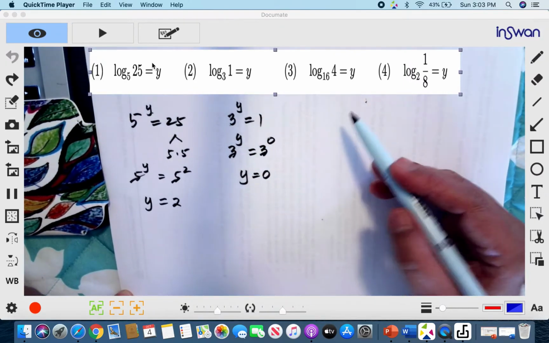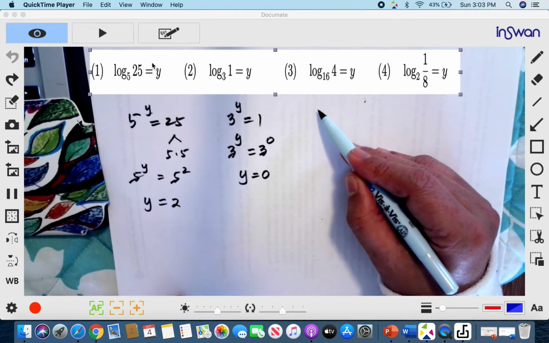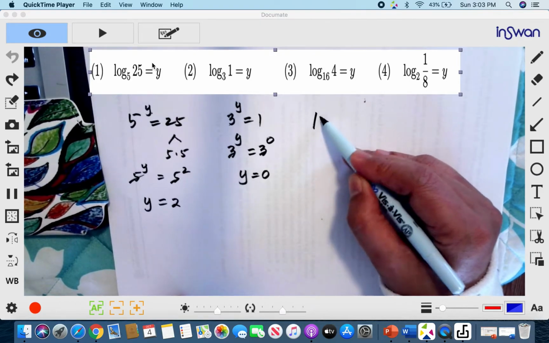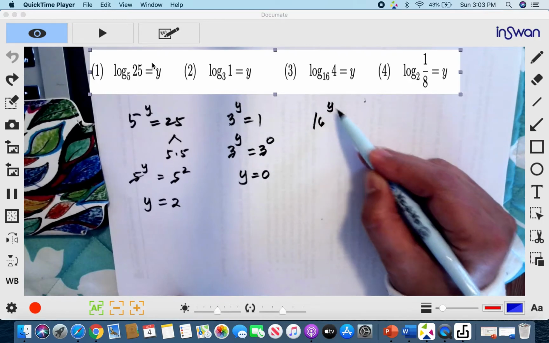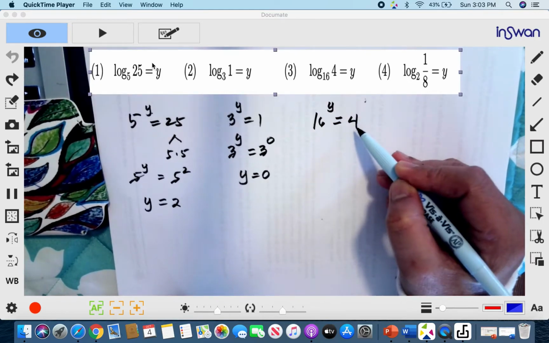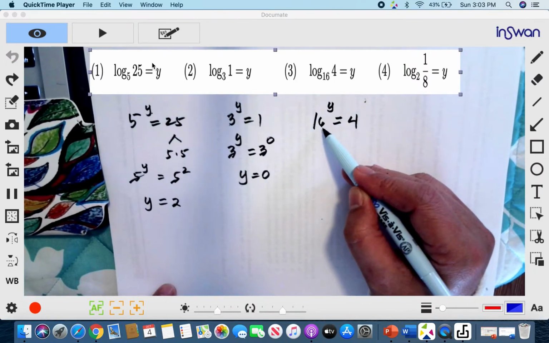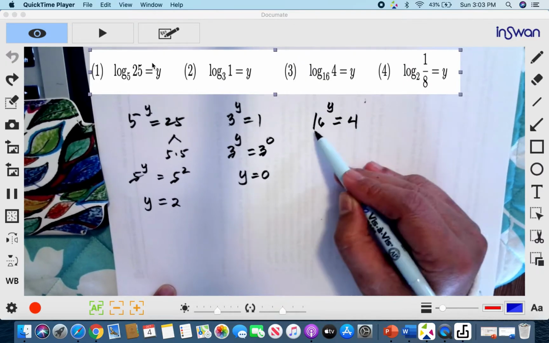Okay? Same thing here on number 3. To solve it, change it first to exponential. That's 16 raised to y equals 4, because the meaning of a logarithm is its exponent. Therefore, y should be the exponent. So we have to express this in the same base.